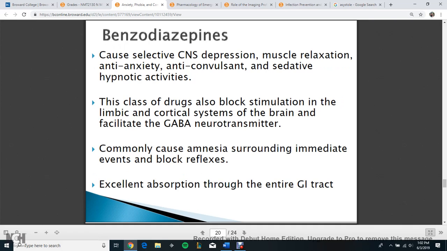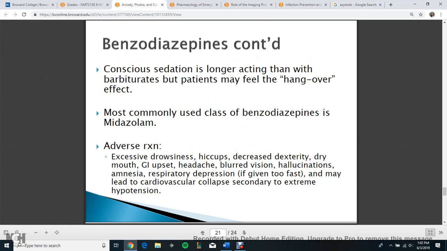Benzodiazepines cause selective CNS depression, muscle relaxation, anti-anxiety, anticonvulsant, and sedative hypnotic activities. This class of drugs also blocks stimulation in the limbic and cortical systems of the brain and facilitates the GABA neurotransmitter. They commonly cause amnesia surrounding immediate events and block reflexes. Excellent absorption through the entire GI tract. Conscious sedation is longer-acting than with barbiturates, but patients may feel the hangover effect. The most commonly used benzodiazepine is midazolam, or Versed.